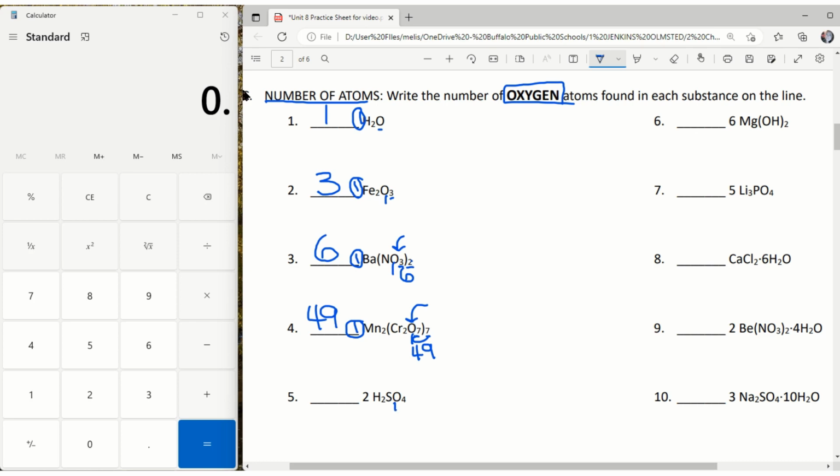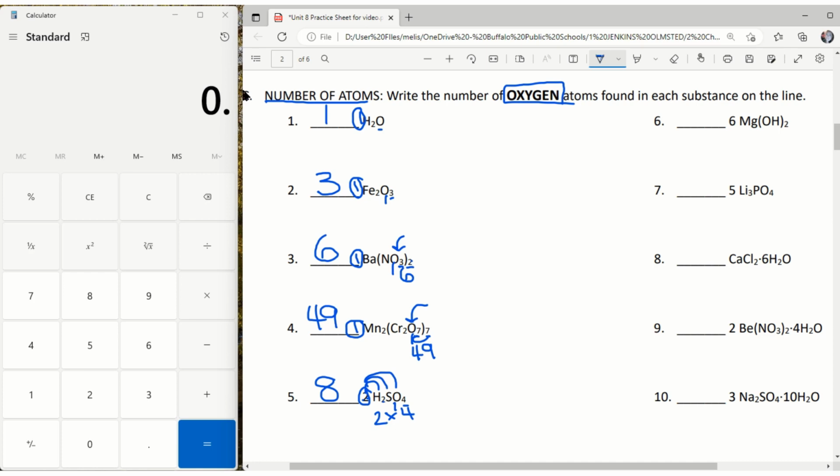Here's oxygen. Is there a subscript? Yes. Are there parentheses? No. Is there a coefficient in front? Why, yes, there is. What do you do with a coefficient? Same thing you do with a subscript outside of the parentheses. You distribute the coefficient times each of the atoms, each of the elements you have atoms of. So 2 times 2 for hydrogen. What do I do for oxygen? 2 times 4. So that's 8.